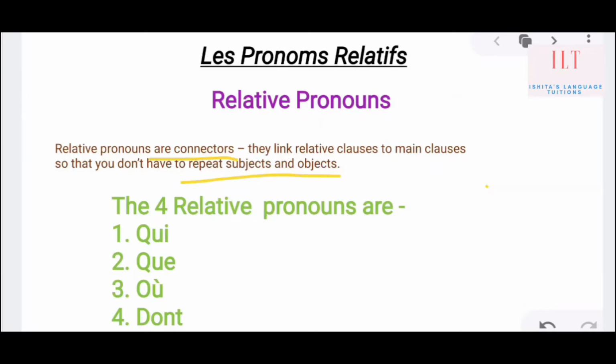How irritating it would be to repeat the subject. For example, the man is wearing a yellow shirt. The man is my boss. Either saying the man is wearing a yellow shirt, the man is my boss, you could say the man who is wearing a yellow shirt is my boss, so that you don't have to repeat the subjects and objects. Okay, so for the same purpose, to avoid repeating the objects and subjects, we use 4 relative pronouns.